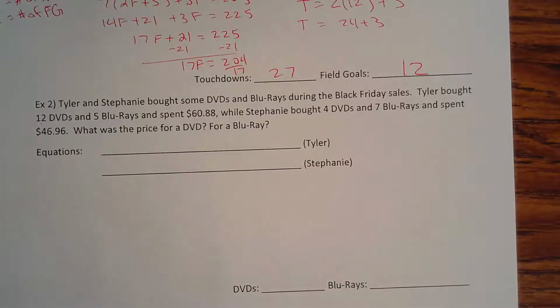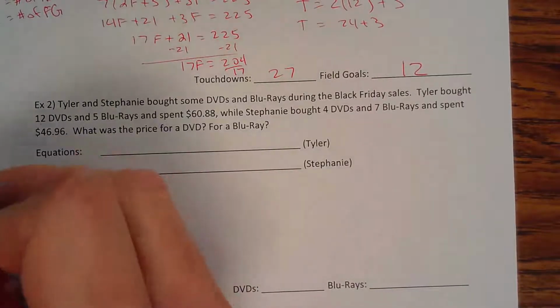Let's see, Tyler and Stephanie, they bought some DVDs and some Blu-rays during the Black Friday sales. Tyler bought 12 DVDs and 5 Blu-rays and spent $60.88. Stephanie, you can read that. What's the price for a DVD? What's the price for a Blu-ray?